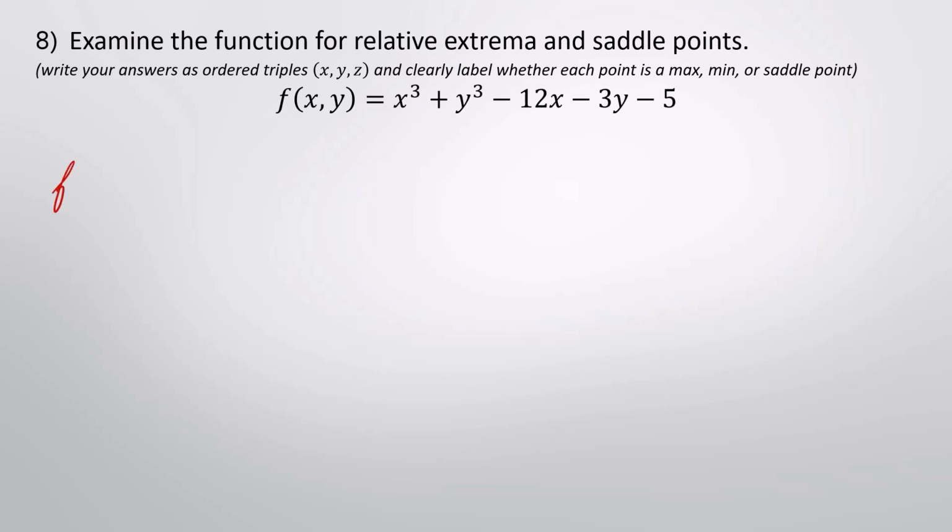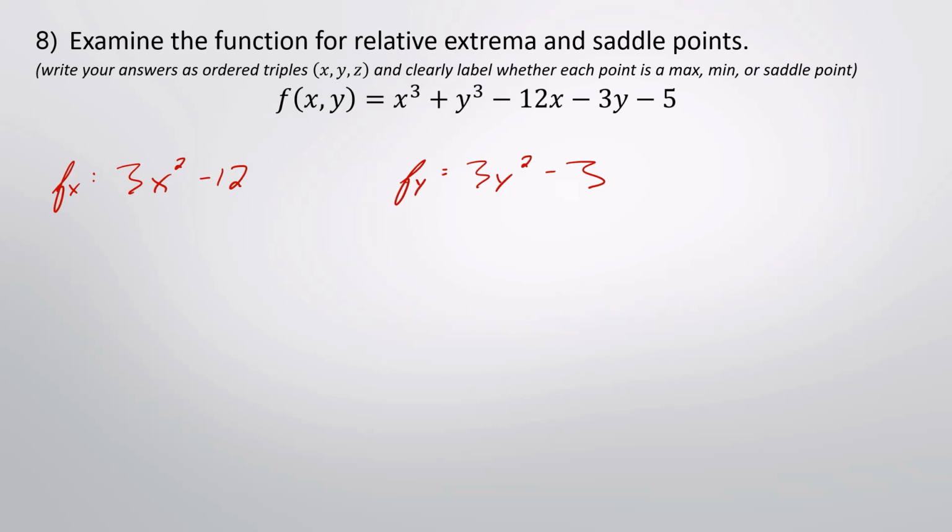Start with our first partial with respect to x. For this one, that's going to be derivative of x cubed is 3x squared. Negative 12x will give me negative 12. The y cubed zeroes out, the 3y zeroes out, and the 5 zeroes out. So those are the only two terms I got left that had x's. First partial with respect to y, very similar. I got x cubed will zero out. Y cubed will become 3y squared. 12x zeroes out, 3y is negative 3, and negative 5 zeroes out as well.